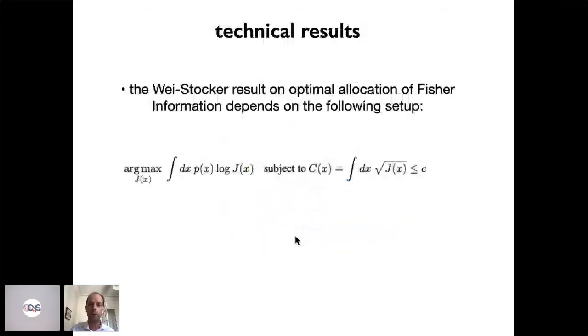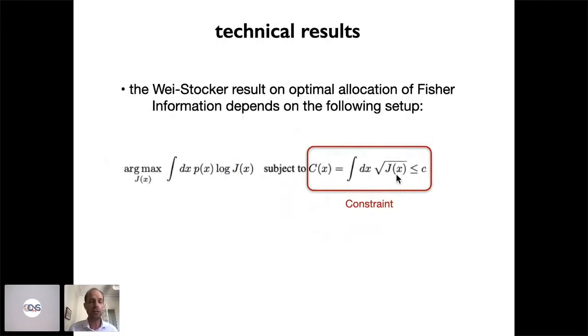I want to point you to one more of those technical results, although I won't discuss the details, and then I'll stop for questions, which is a more general result about the notion of optimal codes. So I should say as background that the Wei and Stocker law, and in particular the setup that they assumed, was that you maximize mutual information via the following approach. This term right here, the log of the Fisher information, is an approximation to the mutual information. We want to maximize this subject to the following constraint, which is that the integral over the square root of the Fisher information is constant.